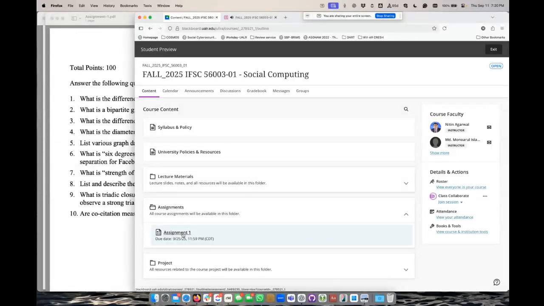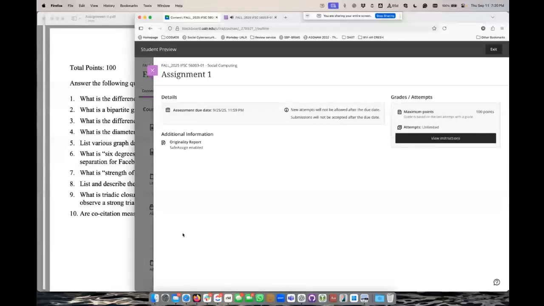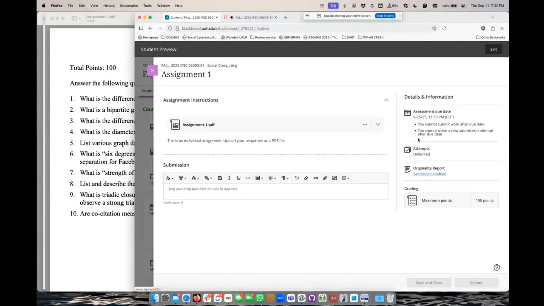Assignments. Okay. So when you click on instructions and then go to the submission section, then you can drag and drop your file here. And I believe once you upload your file, then the submit button should activate and then you should be able to submit. Right.